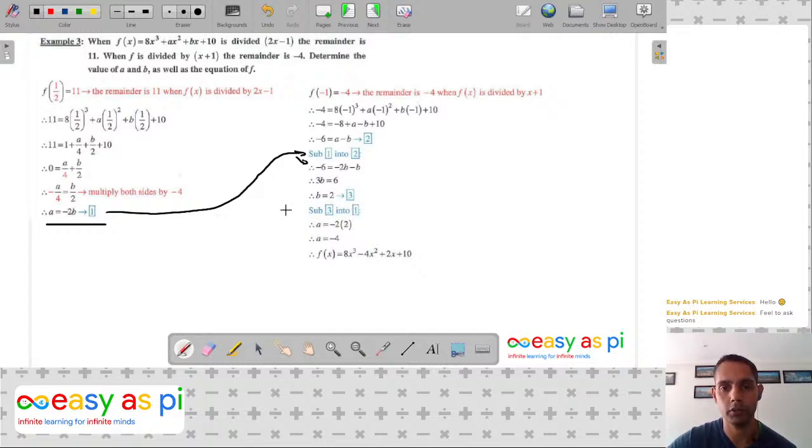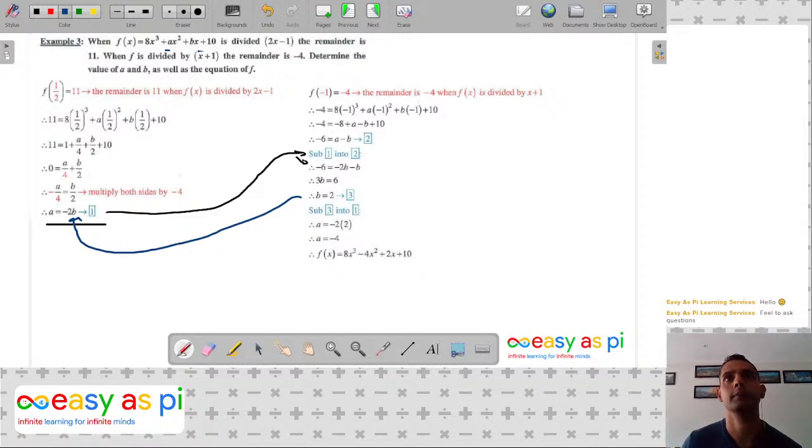Once you get b is equal to 2, you then substitute it in here, and that's how you get the a value. So now we have the values of a and b, which we can plug in here. That becomes 8x cubed minus 4x squared plus 2x plus 10. And that is your answer, essentially.